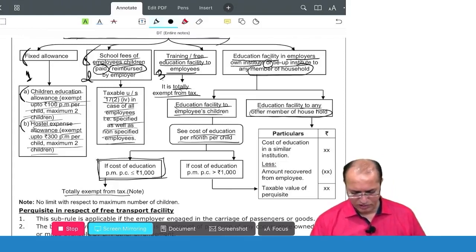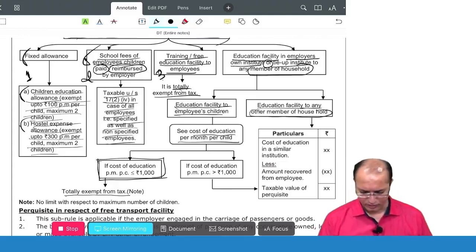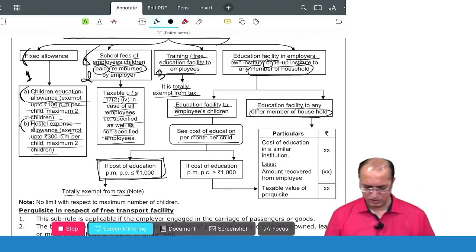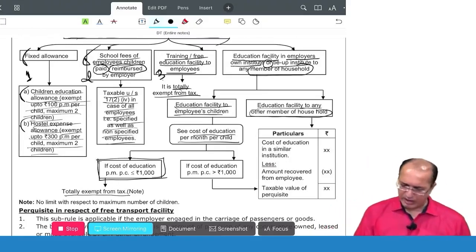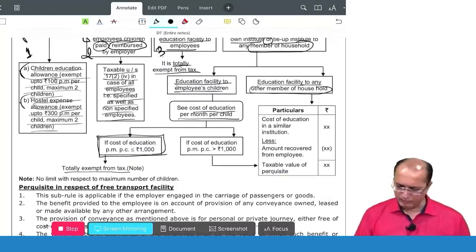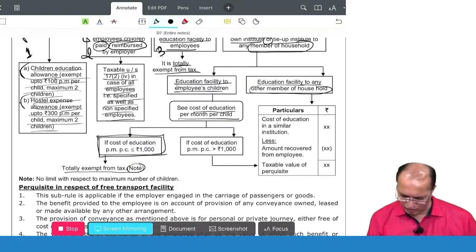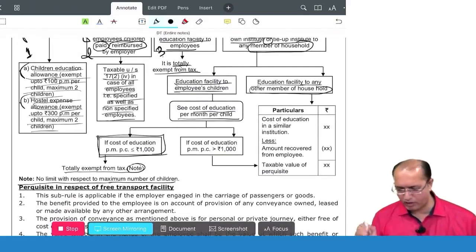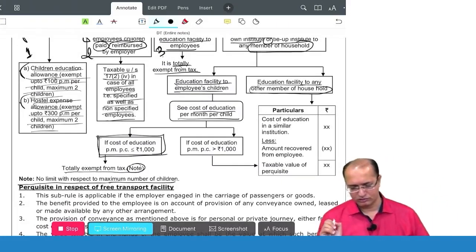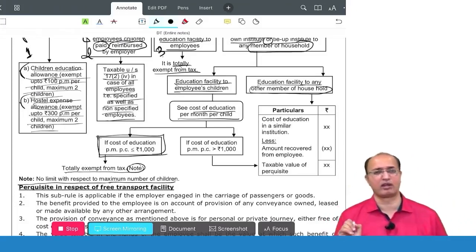Have you understood this much? Yes? Very important note. See what the note is? No limit with respect to maximum number of children. There is no limit with respect to maximum number of children.